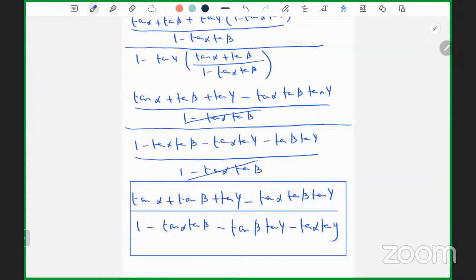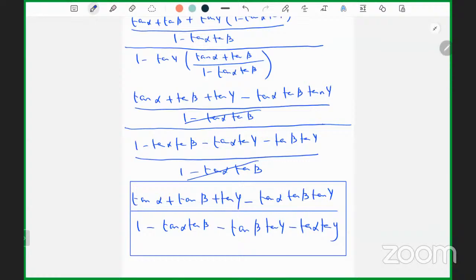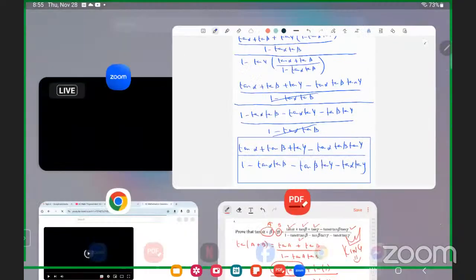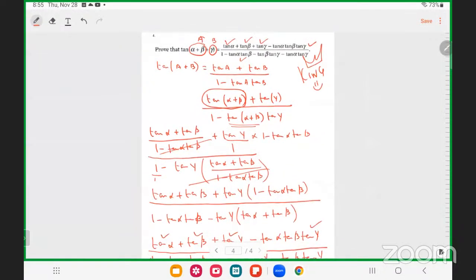I hope this is clear. I hope this makes sense. And I hope everyone has understood it. So this was the assignment or the test that was to be discussed. And I hope this is clear to all of you.